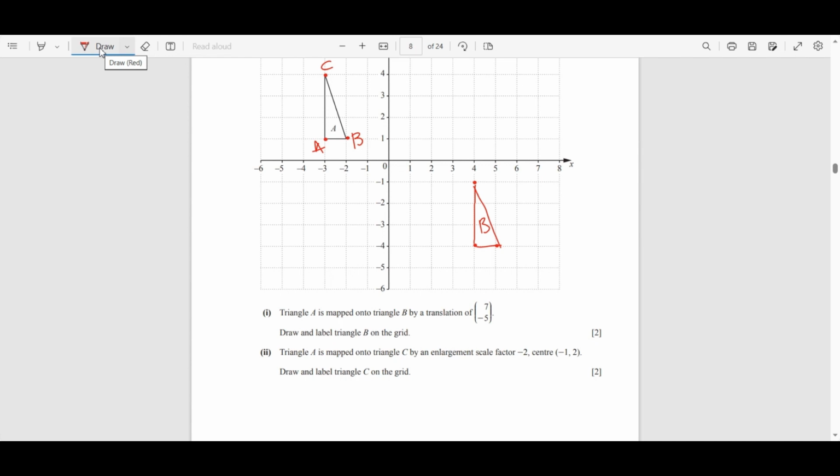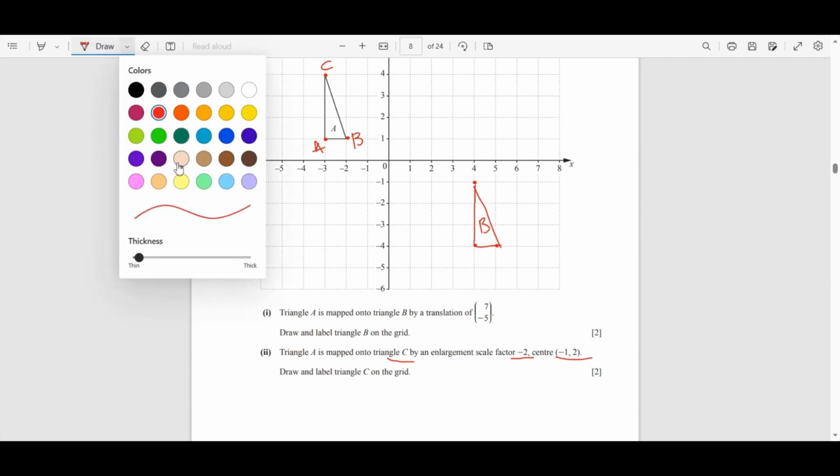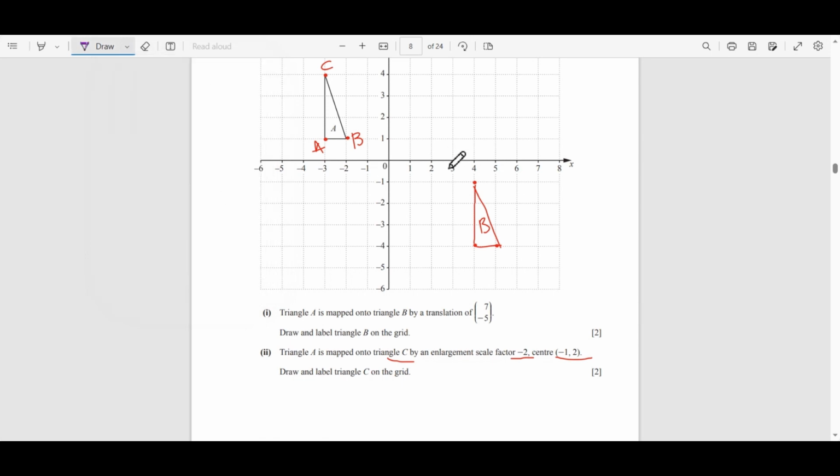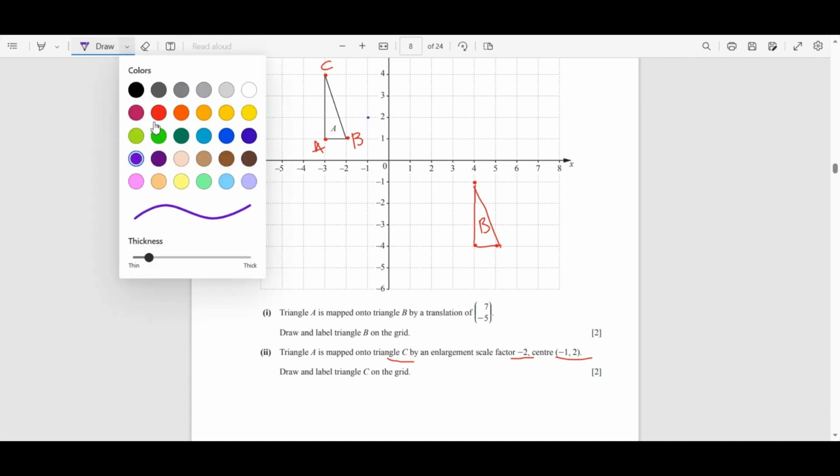Okay, so for part 2, we need to map triangle C, and the scale factor is given as -2 and the center is (-1, 2). So I'm just quickly going to mark the center point with a different color: -1 on the x-axis and 2 on the y-axis. So this is the point from which we need to enlarge it.